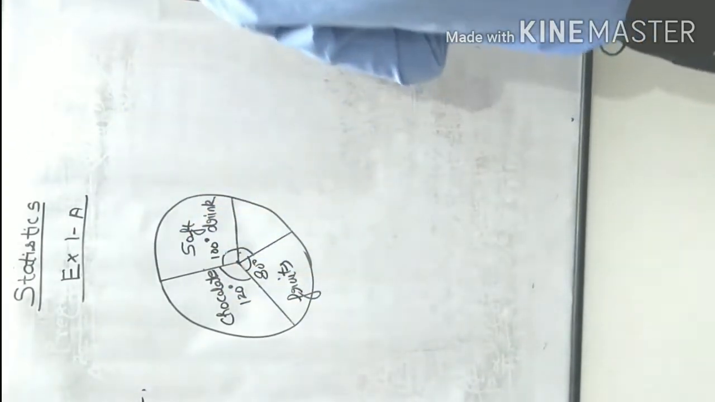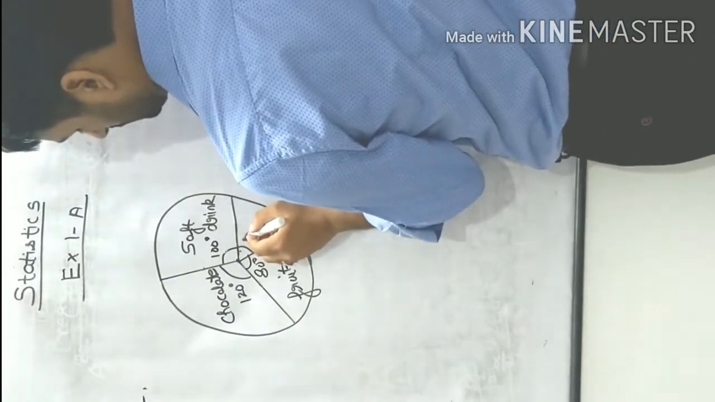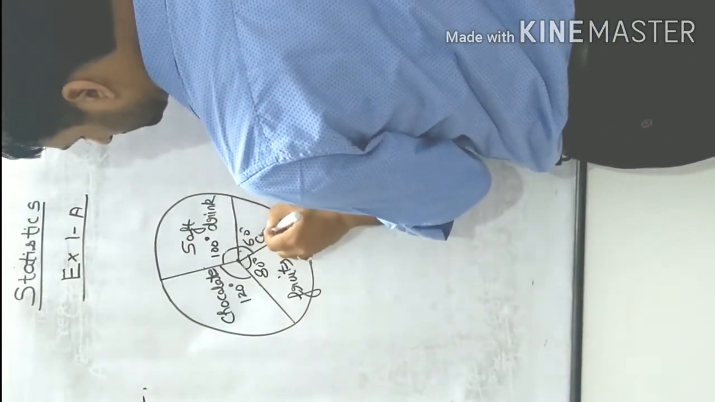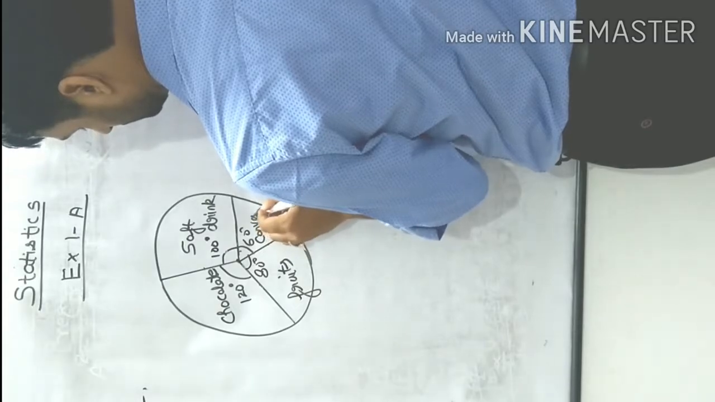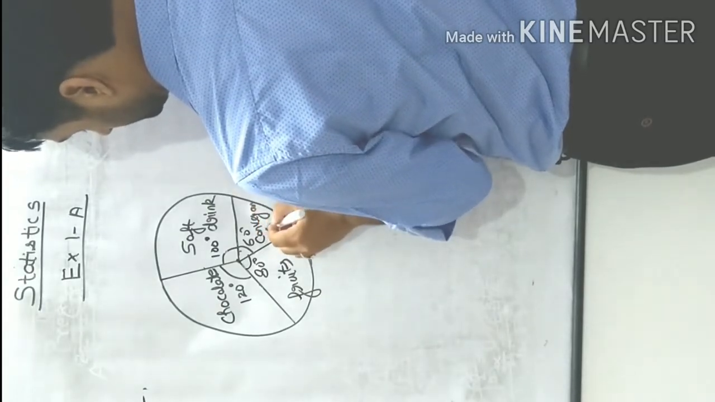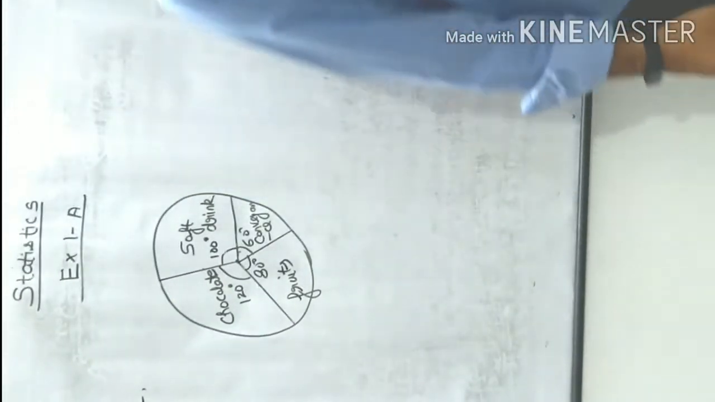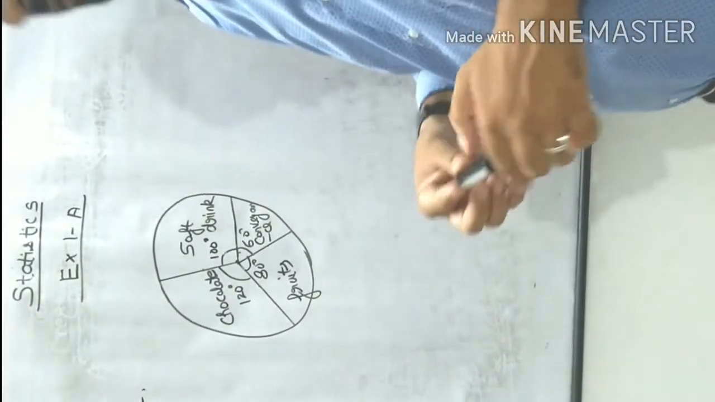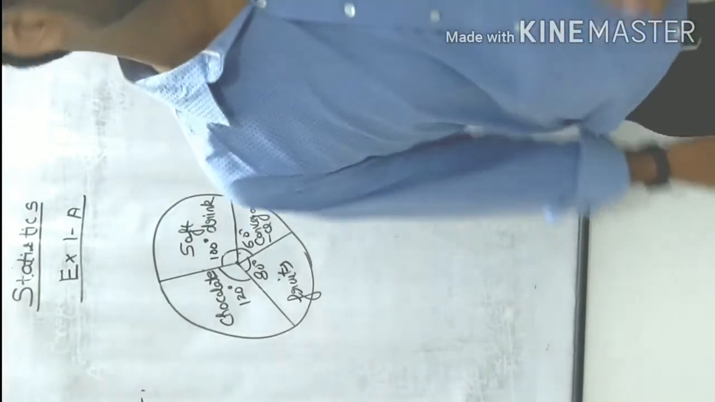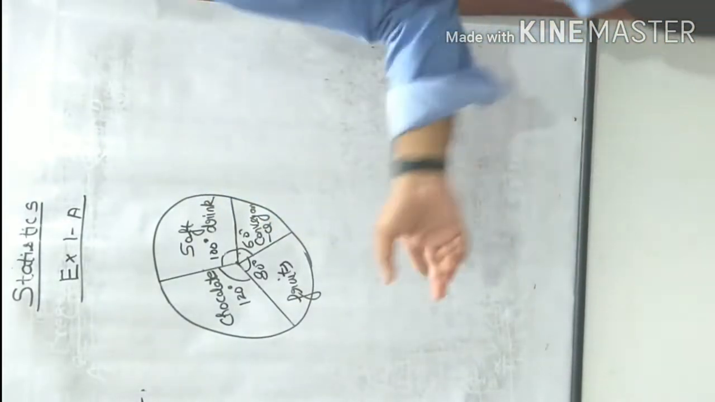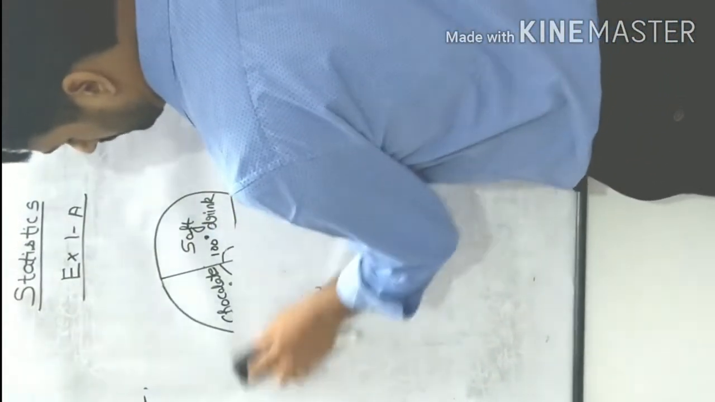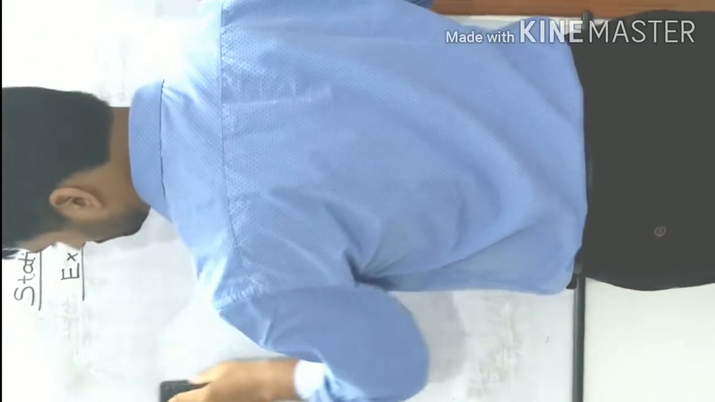And obviously the last one will be what? Convenience. And that is how much? 60 degree. So right at the angle line it will be at convenience. Is it clear? So with the help of your compass, you can draw a circle of any given radius and then mark the angles as I have done. Now I think all the problems on pie chart will be clear to you.